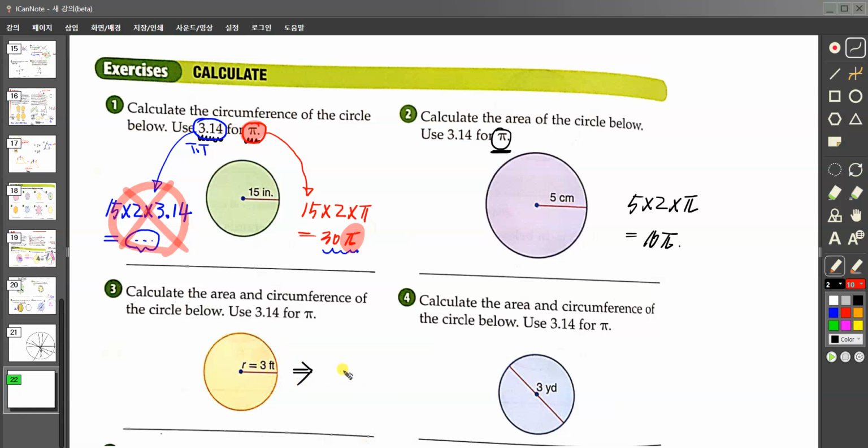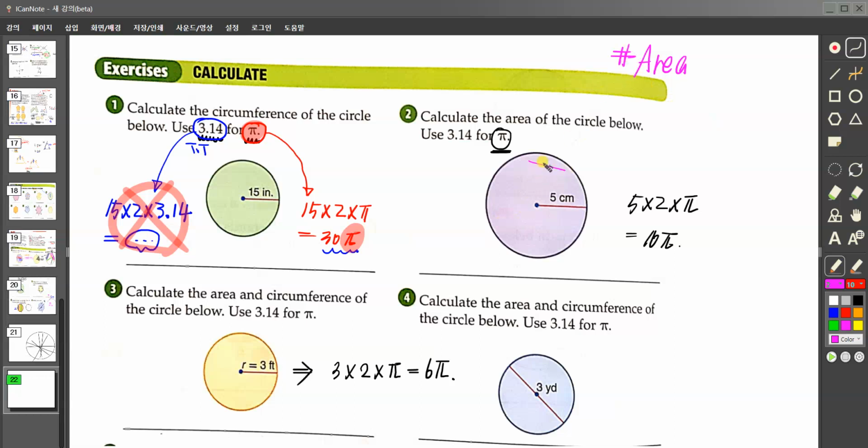Can you answer me then? So 3 multiplies 2 multiply pi equals 6 pi. That's good. That is the parameters. And we'll talk about a little more area.